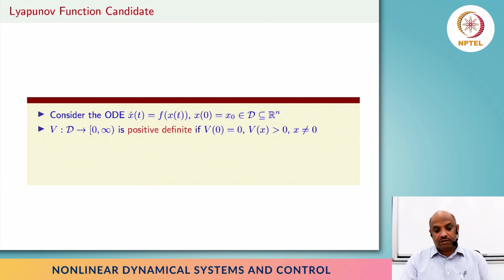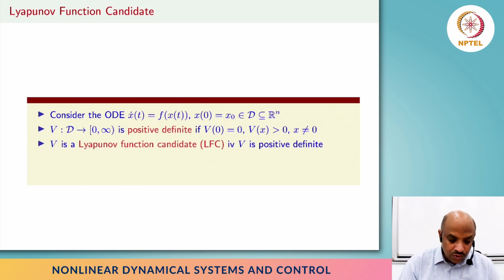This function V is positive definite if V of 0 is 0 and V of x is positive for all non-zero x, right? Not non-negative but positive. And essentially what we are trying to say is 0 is a local minimum for this particular function, right? In the case of a global result, you can imagine this may have to be a global minimum, right? And probably much more. So if it satisfies this positive definite condition, which is fairly straightforward to understand, we call that a Lyapunov function candidate.